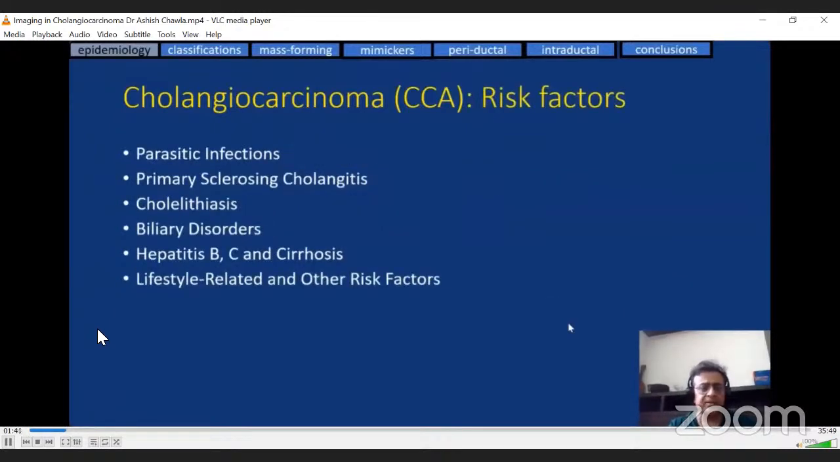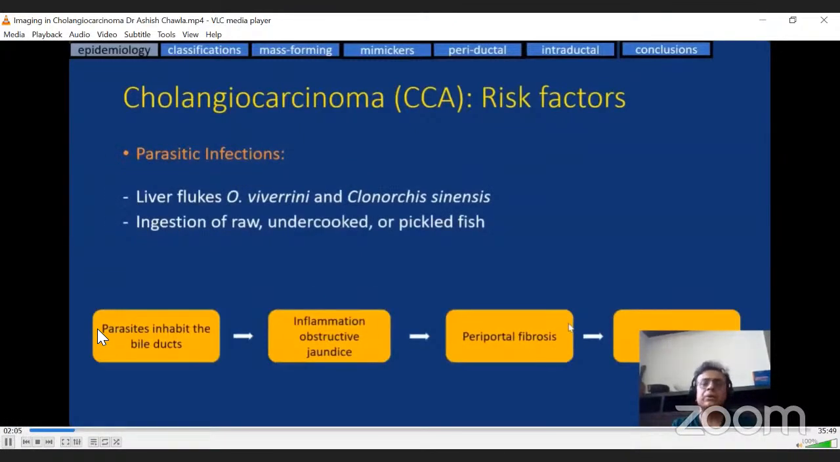These are the risk factors of cholangiocarcinogenesis: parasitic infection, such as the liver flukes I just talked about, primary sclerosing cholangitis, cholelithiasis, biliary disorders like choledochal cyst, hepatitis B, hepatitis C, and cirrhosis, as well as lifestyle-related risk factors. I won't go into the details of cholangiocarcinogenesis. These slides will be there in your PDF.